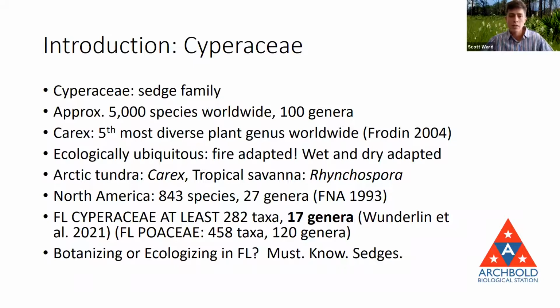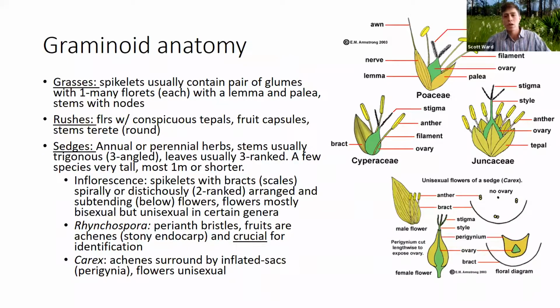So if you're botanizing or ecologizing in Florida, it's really essential that you know some sedges. I'm going to just go over this real quick. This is a simplified version of basic graminoid or grass-like plants in their anatomy. Grasses differ a little bit in that they contain these spikelets, usually with a pair of glumes at the bottom. And then atop those glumes, there are one to many florets. And within these florets, they consist of a lemma, palea, and other structures. So these are really characteristic of grasses.